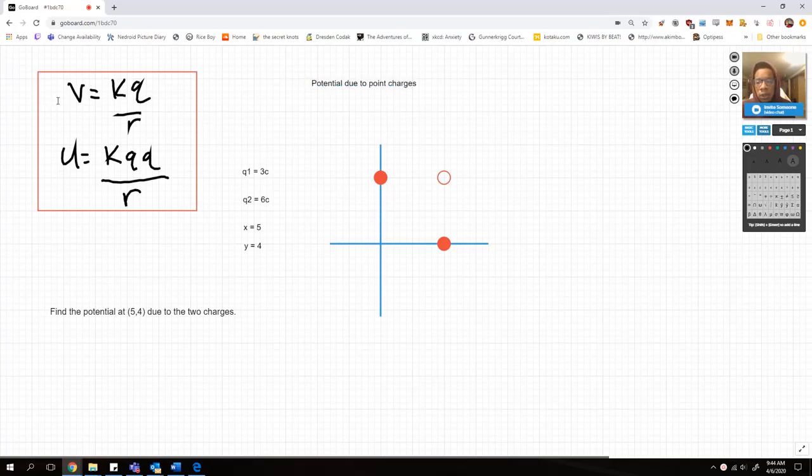So the equation for the potential, which is represented by V, sometimes they call it voltage, is going to be KQ over R. So it's not over R squared, and that makes it completely different than electric field. This U term is going to be the potential energy. The potential energy is equal to KQ over R. So there are two Q's.